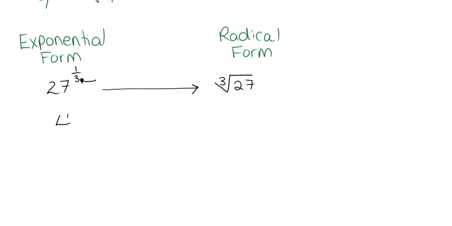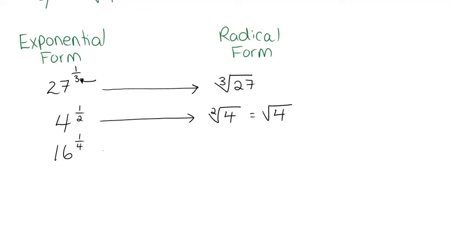Or if we had, I'm just going to write this one again, 4 to the power of half. If we wanted to write that in radical form, it would be the square root of 4. We often don't write that little 2 because square roots are the most common that we use. So we normally just write this as the square root of 4. But there's more than just square roots. There's cube roots, fourth roots, fifth roots, sixth roots, whatever you want. I could write 16 to the power of a quarter, and you could write that in radical form by saying, hey, the fourth root of 16.